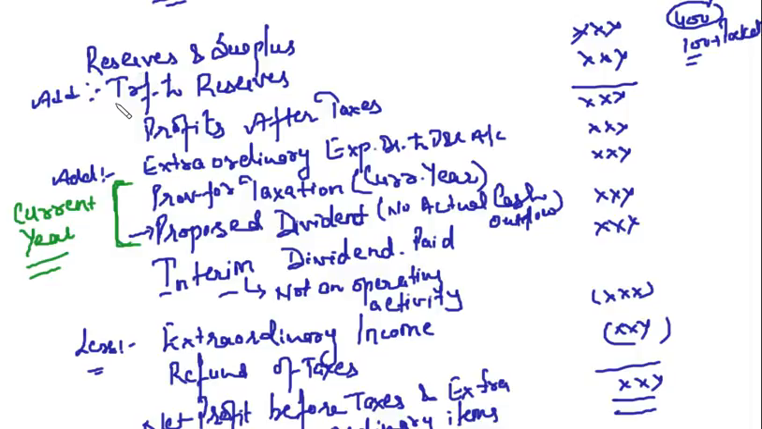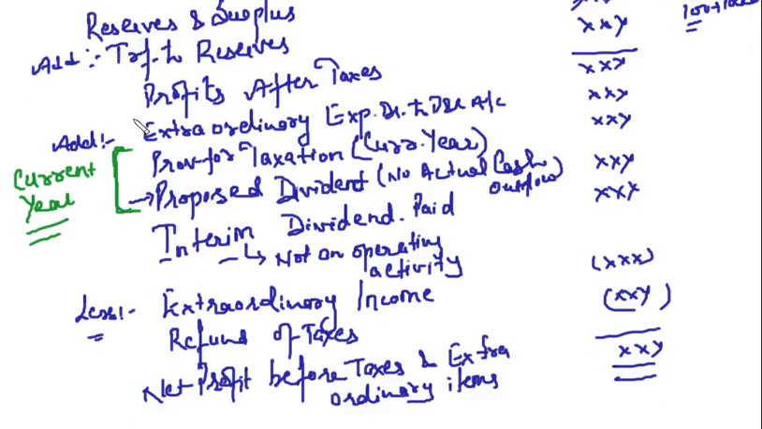Just remember these two conditions, whether an activity is an operating activity or not. Clear? That means whether that activity is related to the routine operations of the business or not. The second condition is whether that activity involves actual cash outflow or inflow or not. Just remember these two conditions and you will be easily able to identify the items which are to be considered in operating activities. Clear?